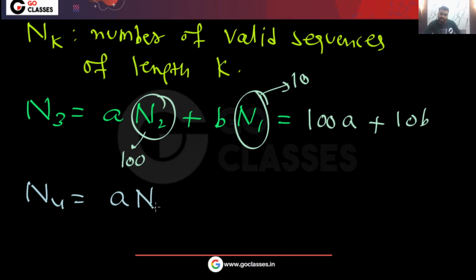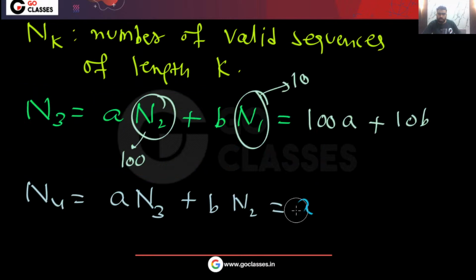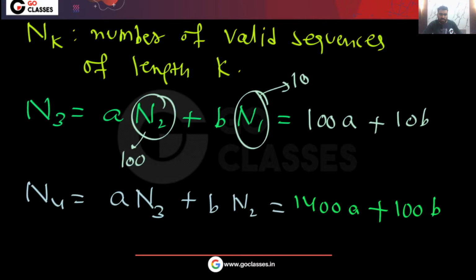The second equation is a n3 plus b n2. So what that will be? That will be a n3. Okay, a n3 is what? N3 we have already found, that is 1400. So it will be 1400a plus n2, that is 100. So 100b. Now two equations you have. You can easily solve these two equations. So let me quickly solve them. So you can easily see that there are total two equations.